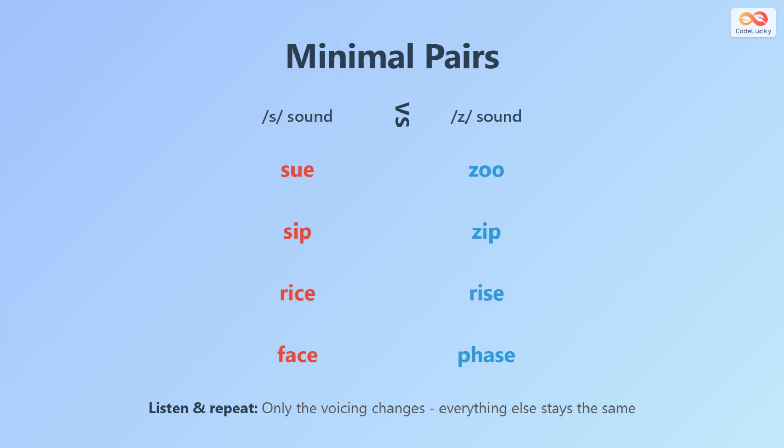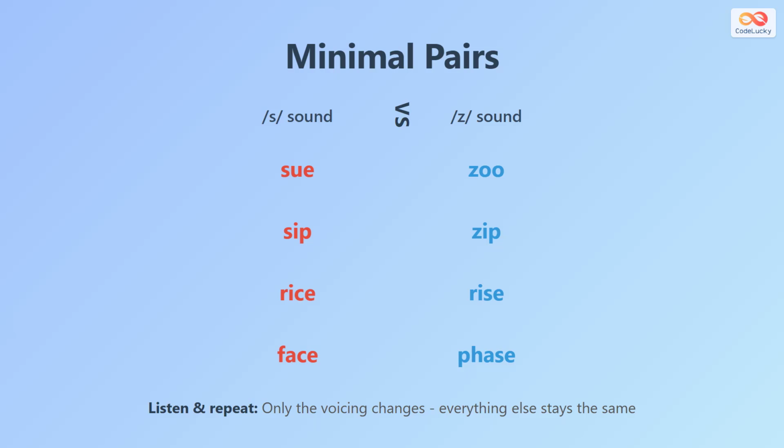Next we have sip versus zip. Again, the only difference is the first sound. Then we have rice versus rise. Here the S or Z sound comes at the end of the word. Finally, we have face versus phase. The first syllable is identical except for the final consonant.